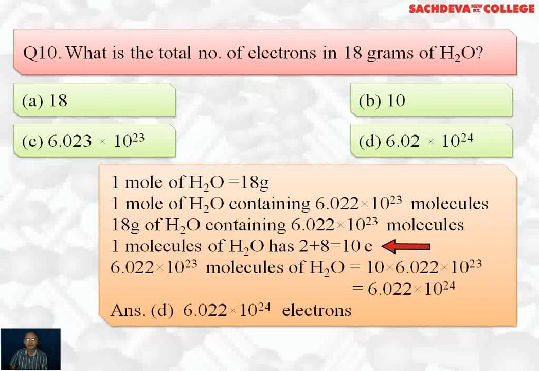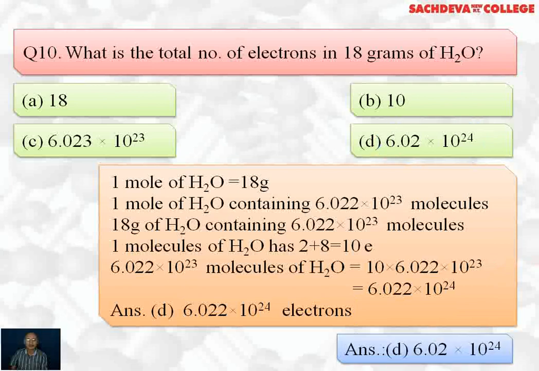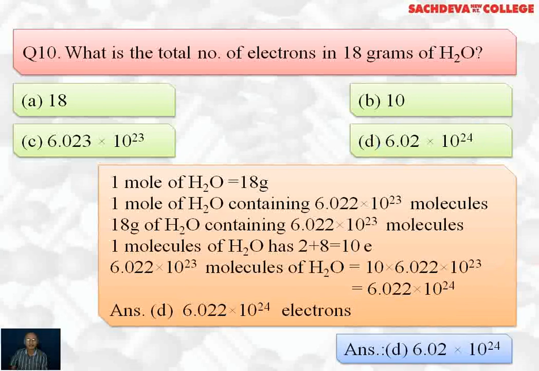Now 1 molecule of water has 2 plus 8, 10 electrons, because the atomic number of hydrogen is 1, so 2 hydrogen atoms means 2 electrons. The atomic number of oxygen is 8, so 8 electrons it has. Total electrons become 10. 6.022 into 10 power 23 molecules of water is equal to 10 into 6.022 into 10 power 23. The answer comes out to be 6.022 into 10 power 24. So the correct answer is D part, 6.02 into 10 power 24.